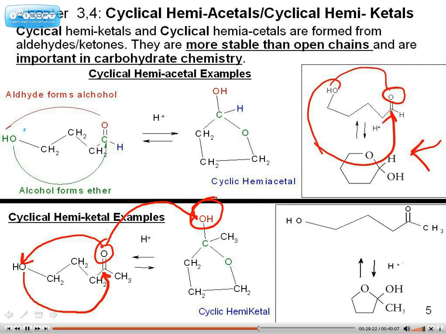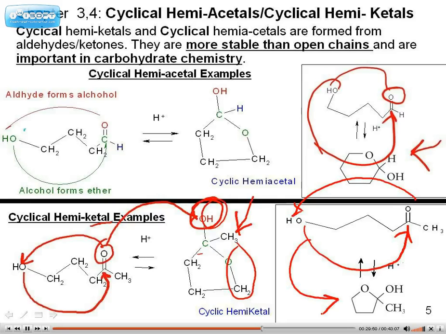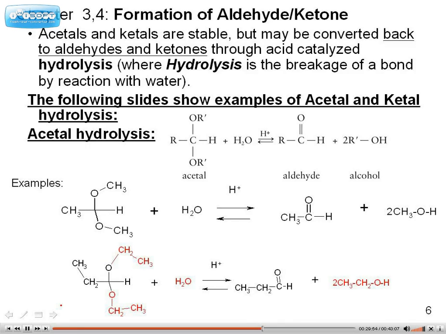Notice it's a ketone, so therefore it's going to form a ketal, because we have an alcohol and a cyclical OR group. This is a hemiketal. Notice you do have an extra CH3 off to the side that we have to draw. And here is a subsequent example. So let's go ahead and move on.